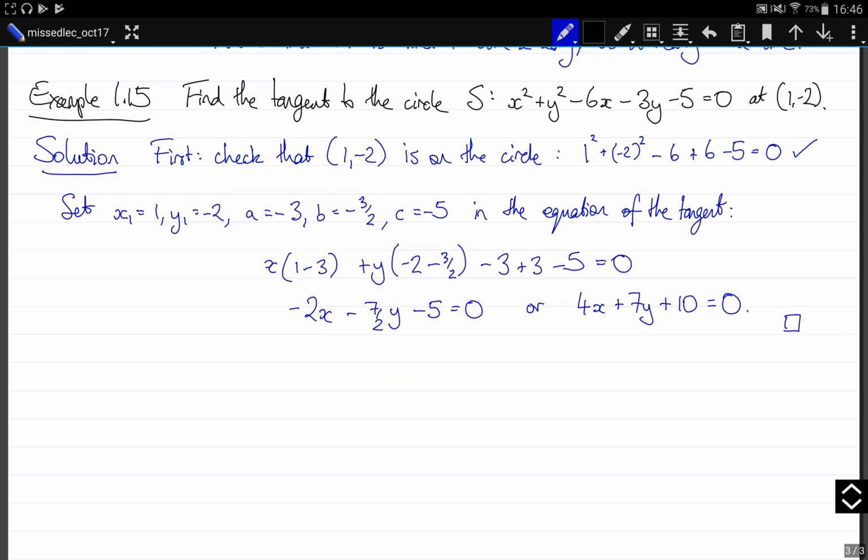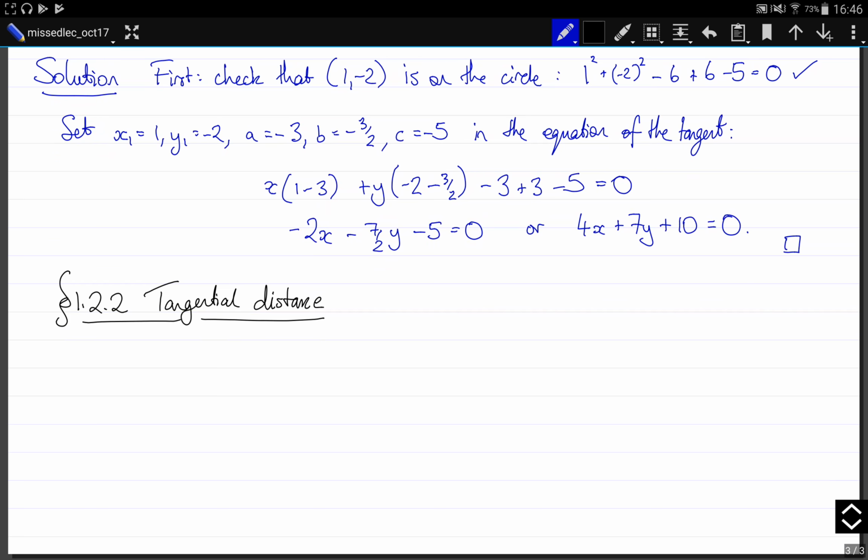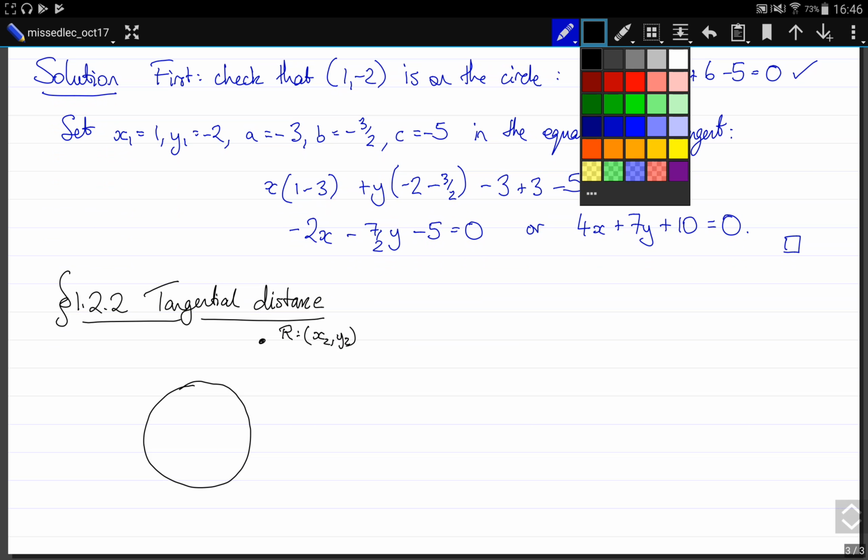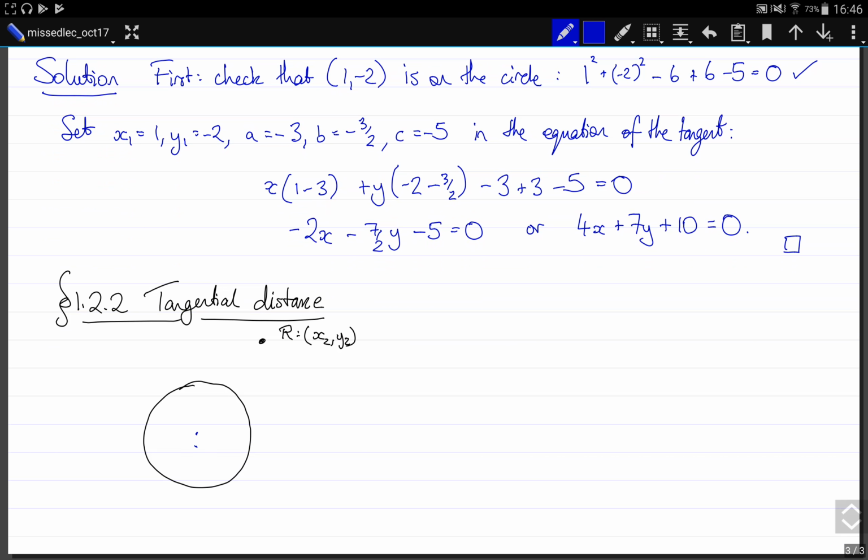Having found the tangent to a given circle, we can also calculate something which is known as the tangential distance. Which is a slightly different measure than radial distance of a point from a circle. So if I have a circle and some point, I'll call it R, with coordinates x2 and y2, then the tangential distance is not the distance to the centre, it's the distance along the tangent to the circle.